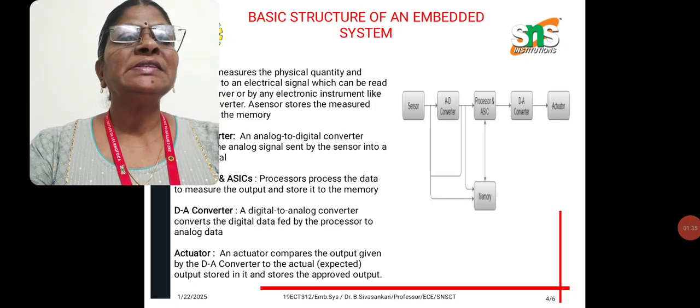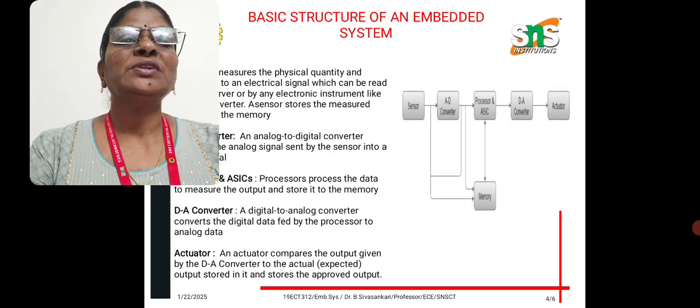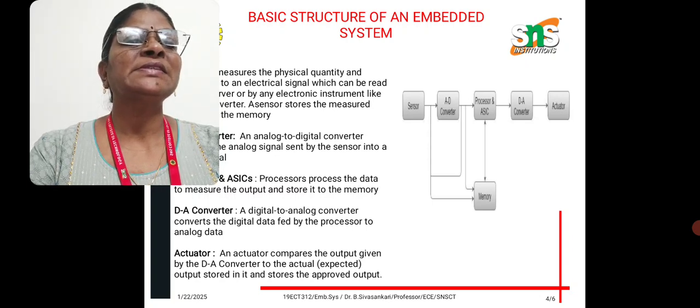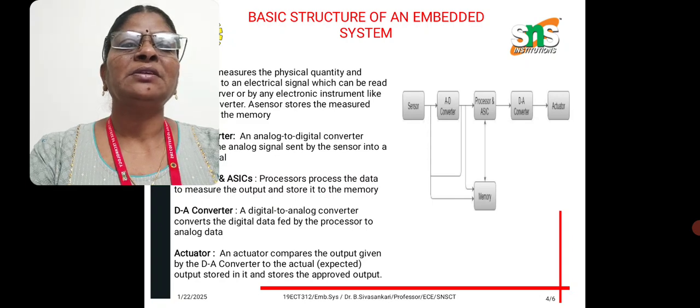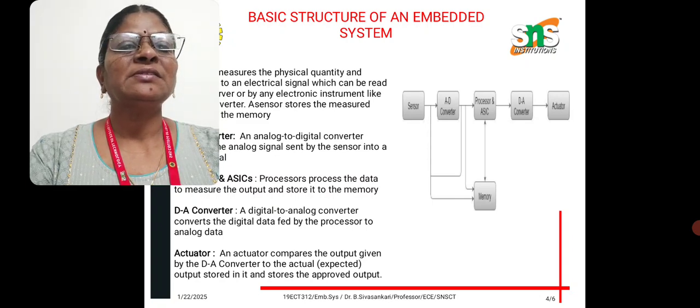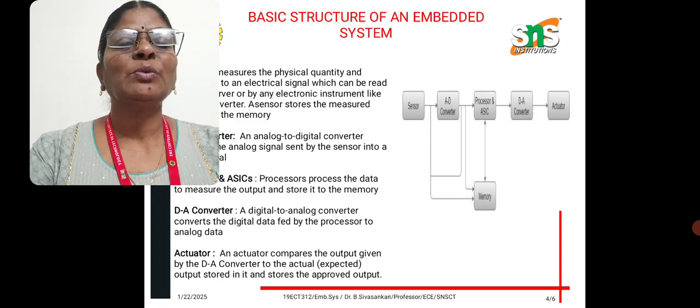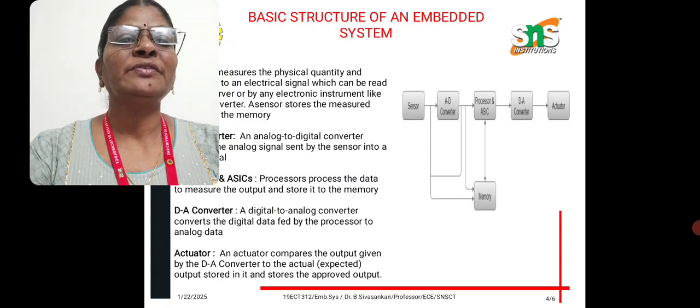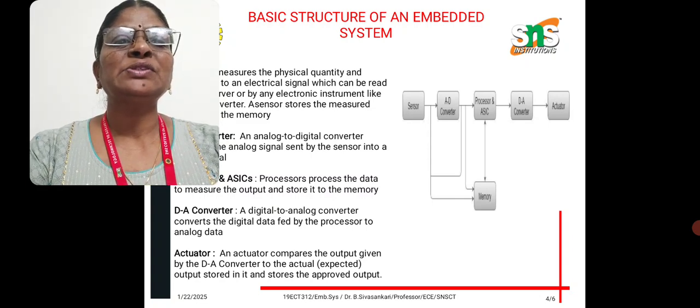So this is the basic structure of an embedded system, which consists of a sensor, A to D converter, processor and ASICs, D to A converter, then actuator and memory. So the first one is the sensor. The sensor measures the physical quantity and converts it into an electrical signal which can be read by the observer or by an electronic instrument like an analog to digital converter.